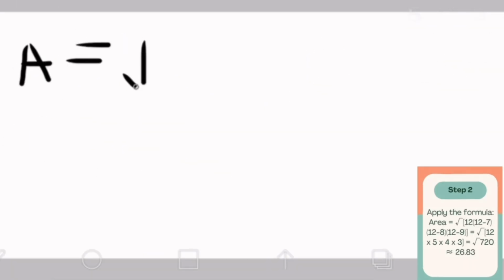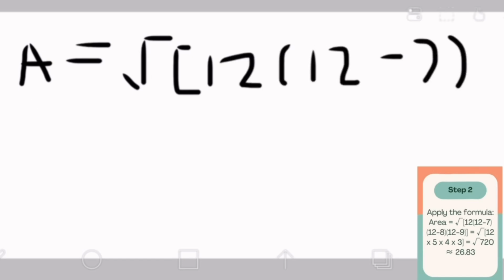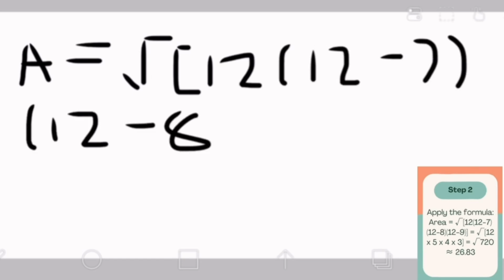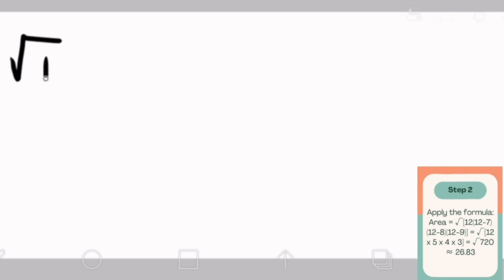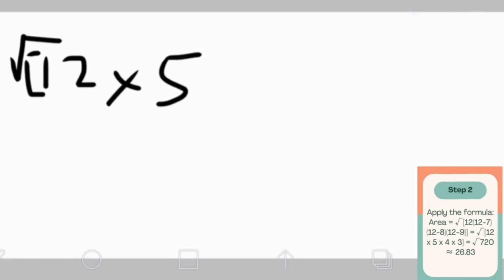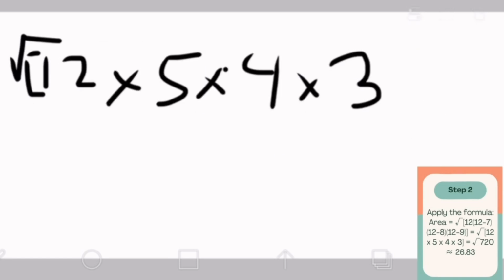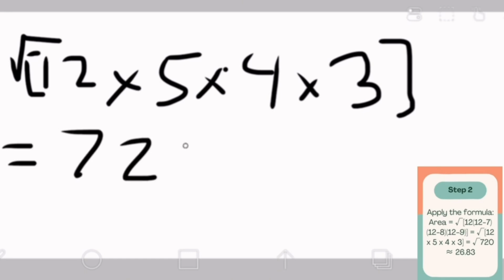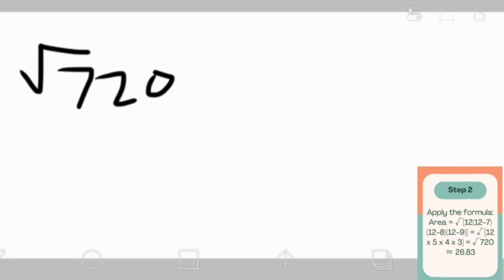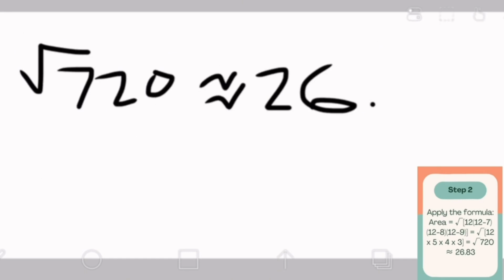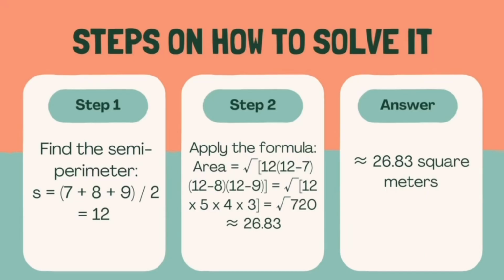Step 2. Apply the formula. Area equals the square root of 12 times (12 minus 7) times (12 minus 8) times (12 minus 9), equals the square root of 12 times 5 times 4 times 3, equals the square root of 720, which is approximately 26.83 square meters. So the garden has an area of about 26.83 square meters.